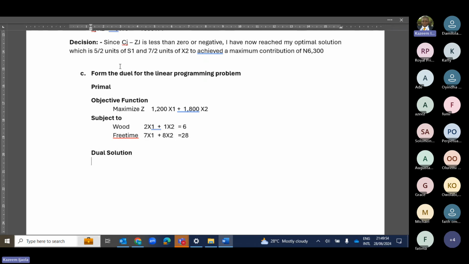So it will now be minimize C, that is cost. What are you minimizing? Your constraints. So this will now be 6 and 28. So it will now be 6 instead of x1, you say y1, plus 28 instead of x2, you say y2. Then subject to what? Your wood is your y1, while your free time is your y2. So you say subject to constraint.